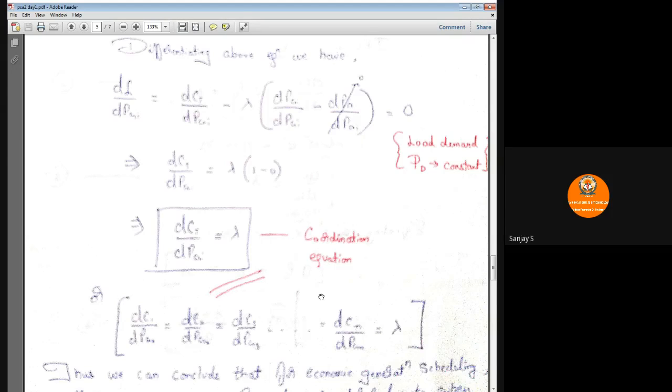Is this clear? Yes, sir. Okay. Many a times this derivation will be asked for 6 to 8 marks in your examination. Anyway, I'll be sending the material, not to worry. Shall we continue further? Yes, sir. Okay.